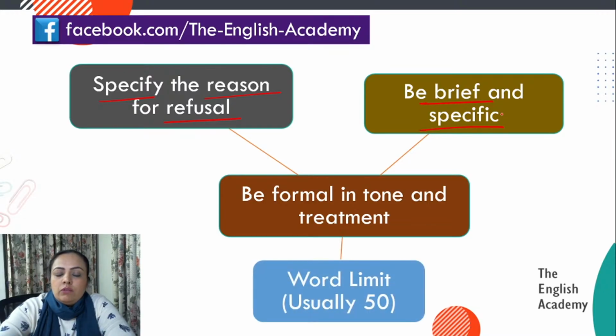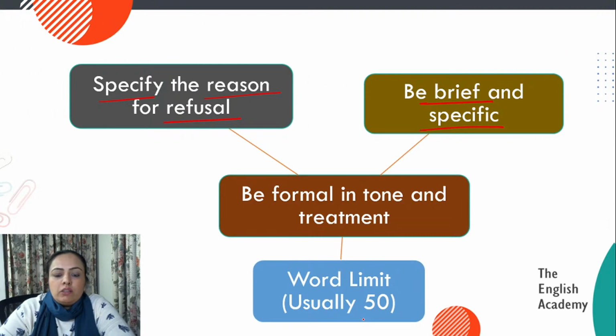Another thing is the word limit. Usually the word limit is mentioned in the question. अगर question में word limit नहीं दिया है, it is 50 words. Okay? अगर क्वेश्चन में मेंशन है तो आपको उतने ही वर्ड्स में अपना रिप्लाई का क्वेश्चन अटेम्प्ट करना है.